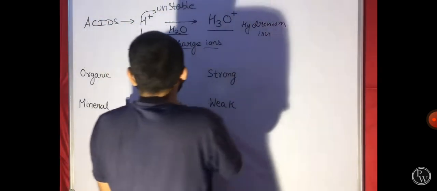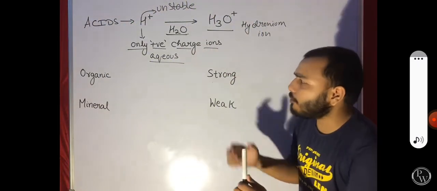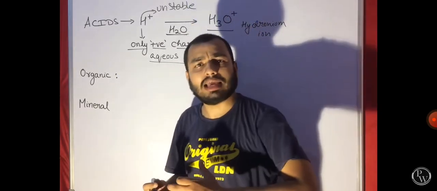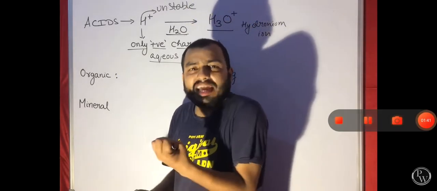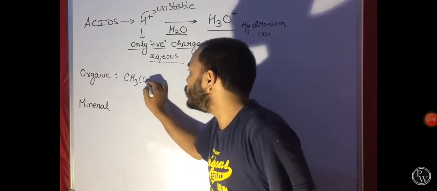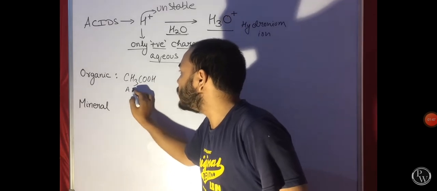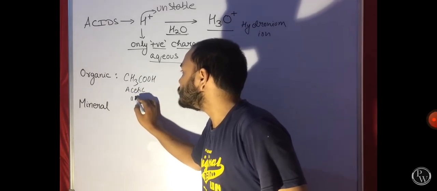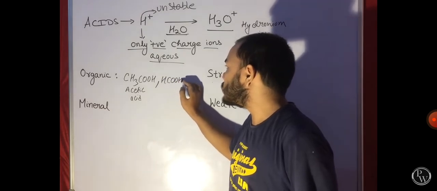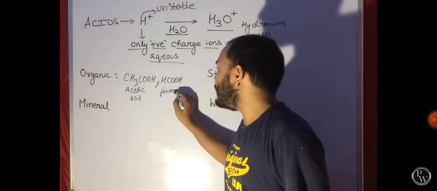Now the classification of acids, the types of acid. There are organic acids, which are obtained from plants, animals, tissues. These organic things are called organic acids, like CH3COOH, also called acetic acid, and like we have HCOOH, also called formic acid.